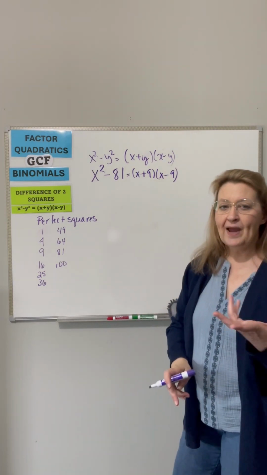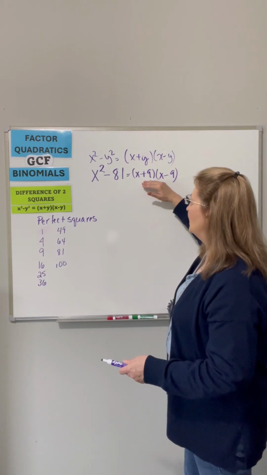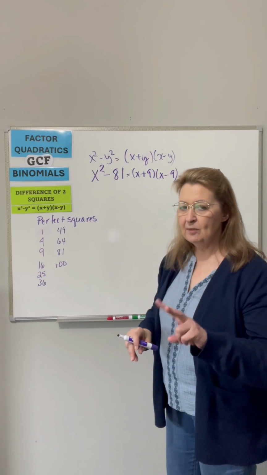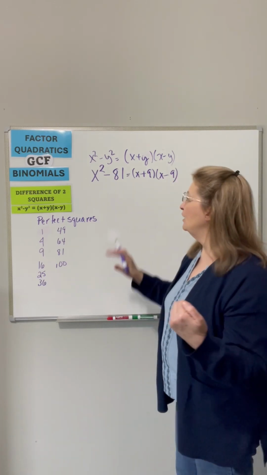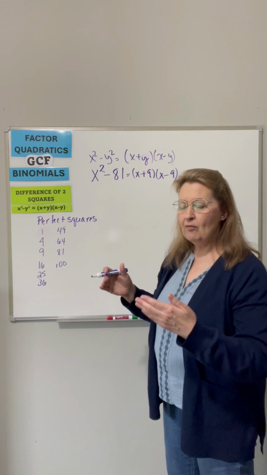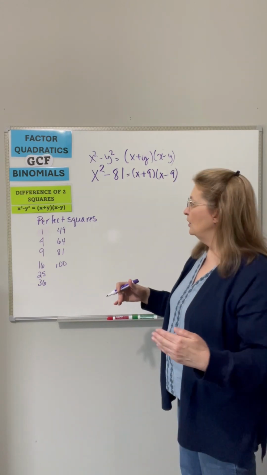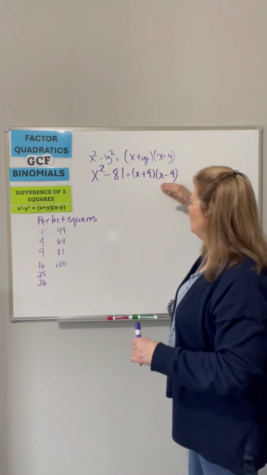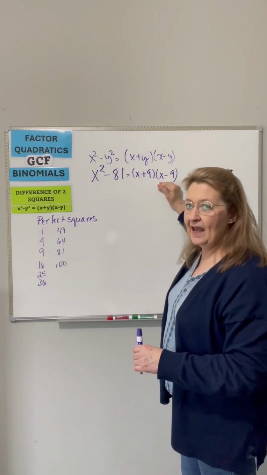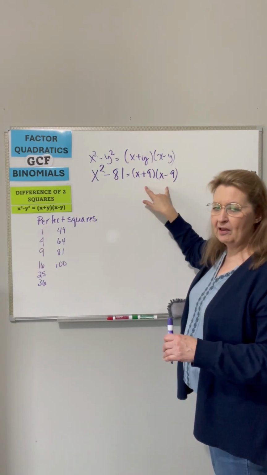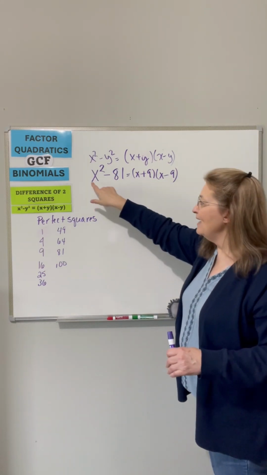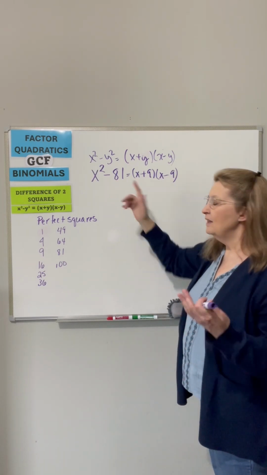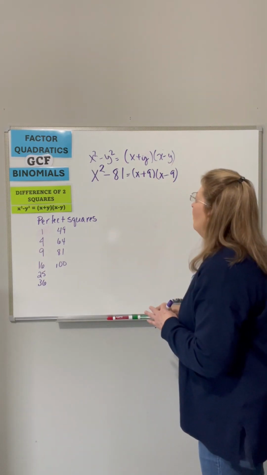If you notice, what you have here is a binomial times its conjugate. Do you remember conjugates? Where you have the same number but opposite signs? And if you use the FOIL method to multiply it back together, you're going to get this every time. That's how we got the formula. People kept on multiplying this, and they figured out, every time I multiply 2 conjugates together, I get the first thing squared minus the second thing squared. Okay? So we're just saving time. All right, let's look at another one.